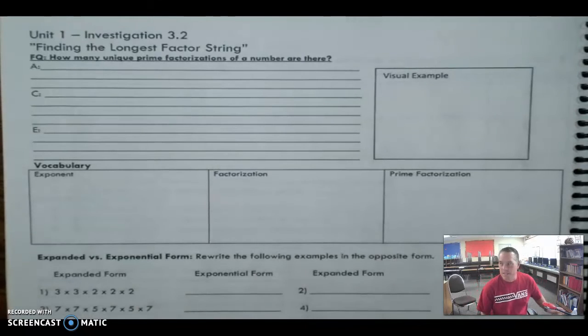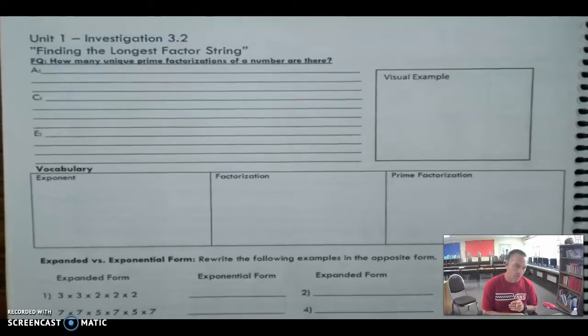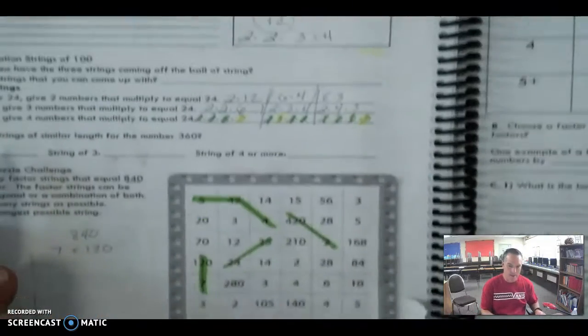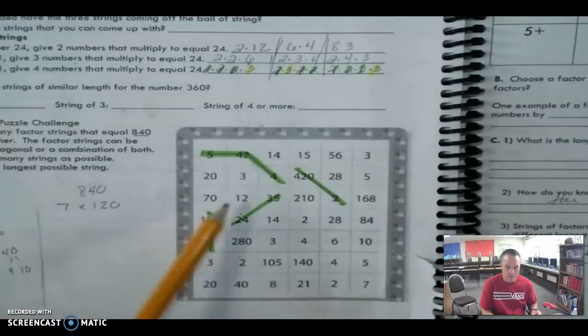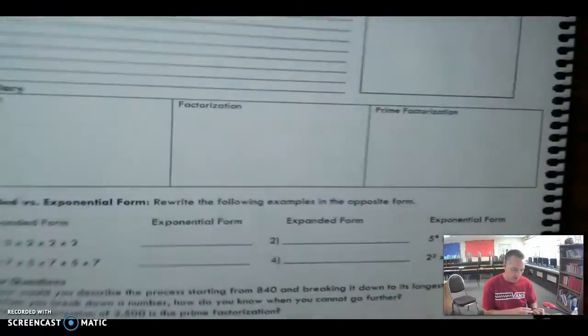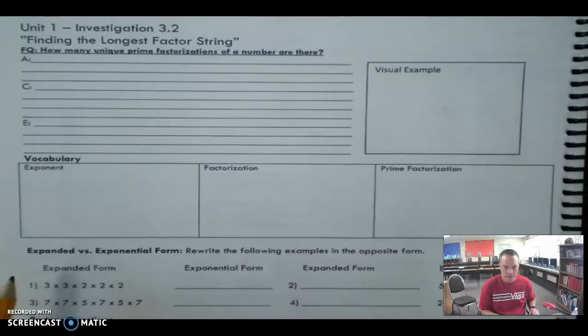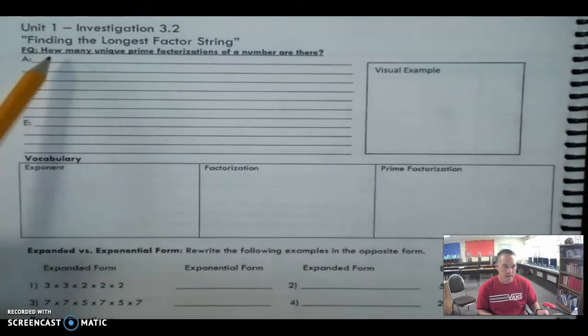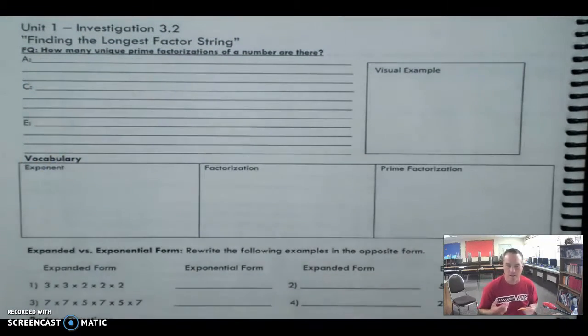We're talking about investigation 3.2, finding the longest factor string. Yesterday we talked about the number 840. If I flip back, remember we had this guy, 840, and we had to go through and figure out all the different factor strings. We found a lot. So today's building on that: how many unique prime factorizations of a number are there? How many ways can we write the factors of a number, and are those unique? That's what we're learning today. If you don't understand that, we're going to get into it right now.